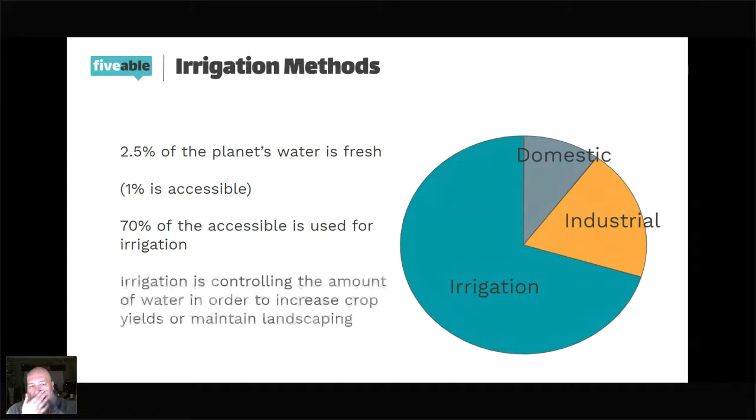Okay, so as it says, what is irrigation? It's defined basically as controlling the amount of water that we use on our crops or even landscaping too.